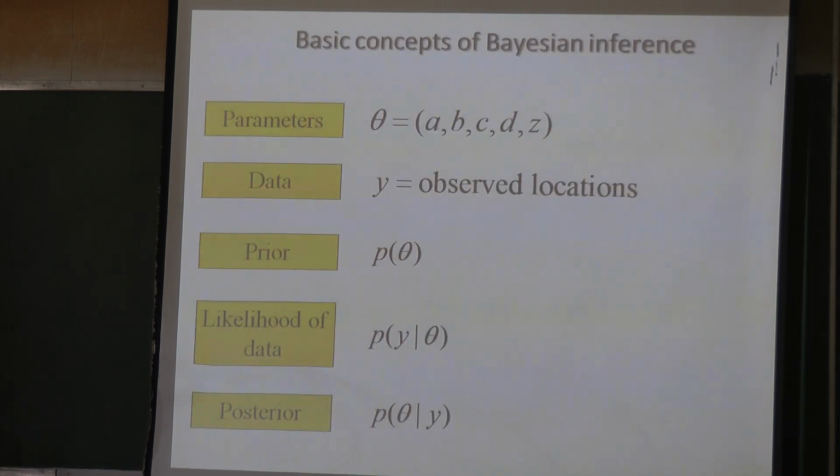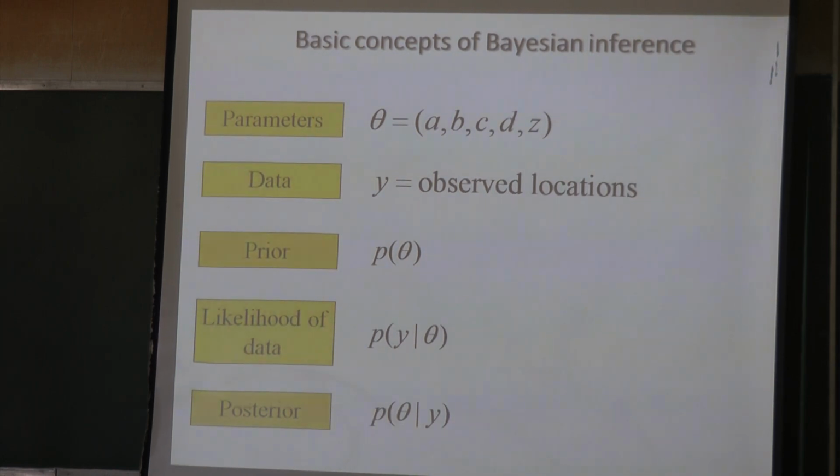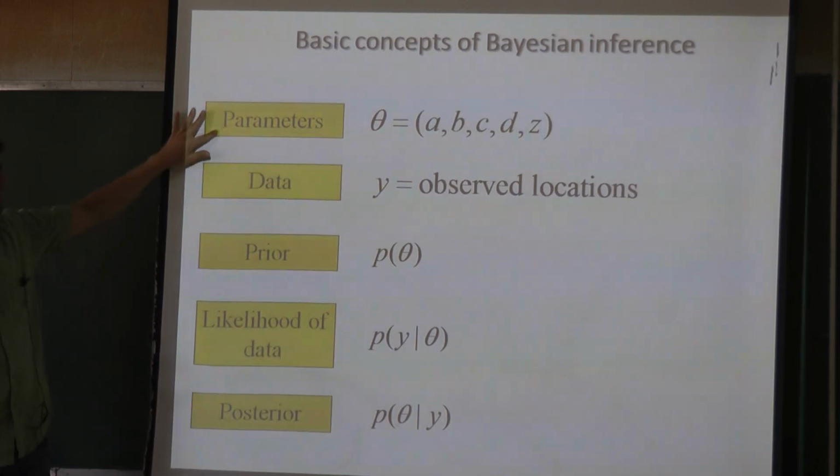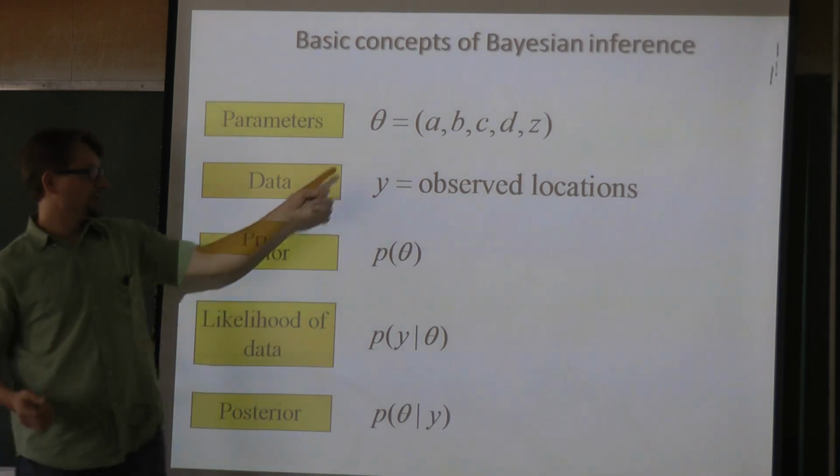Okay, let's then go through some basic concepts that are central to Bayesian inference. So we have parameters, data, prior, likelihood of data, and posterior. How many of you know from your earlier studies what these actually mean, or are familiar with these? I see a lot of hands like this. Okay, so parameters are the things that we want to estimate, that we don't know about, which we want to estimate. And usually you denote them by theta.